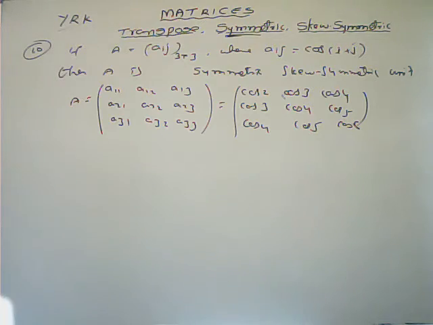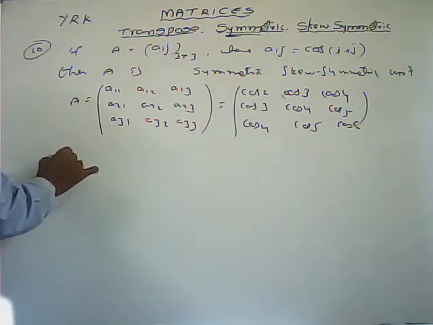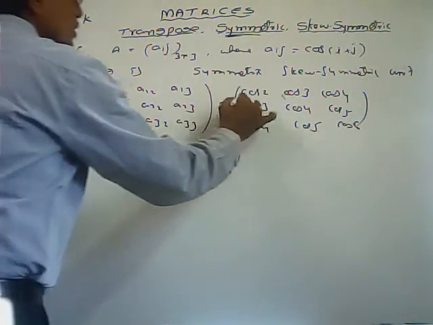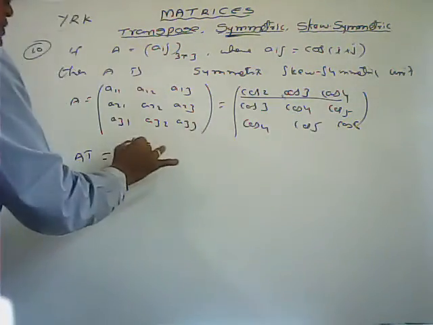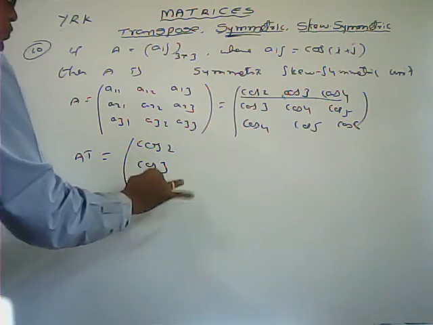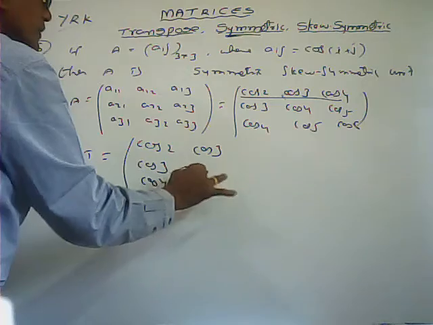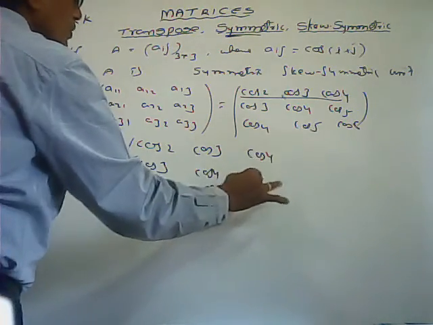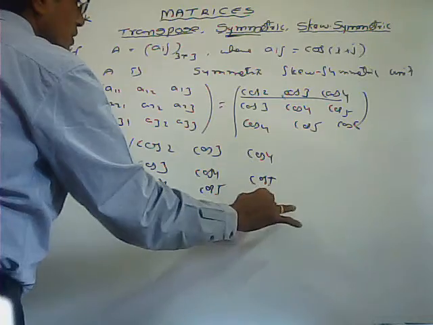I got the A matrix. Now, what about A? Is it symmetric, skew symmetric, unit or null? None of these yet. For symmetric or skew symmetric, first you have to find A transpose. A transpose equals, here first row becomes the first column: cos 2, cos 3, cos 4, cos 3, cos 4, cos 5, cos 4, cos 5, cos 6.